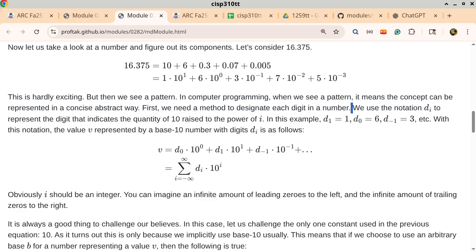So that's the general description of a digit. D0 is the 6 here because this particular 6 is telling us the number of 10 to the power of zeros. So to the left, we have D1. To the right, we have D negative 1, D negative 2, D negative 3. I'll be getting a little bit more comfortable with the notation of using D with a subscript to designate a specific digit in a number.